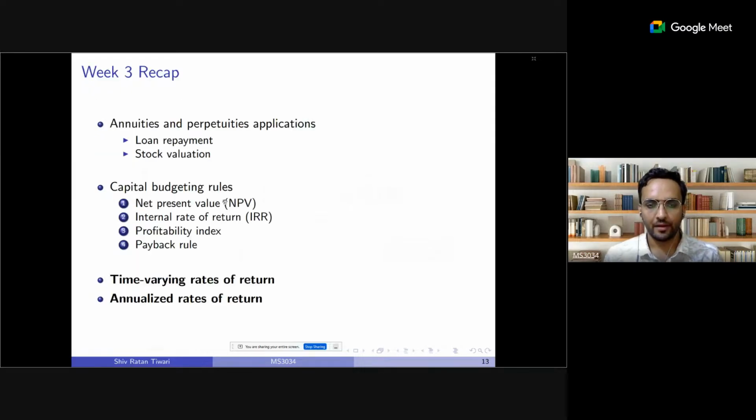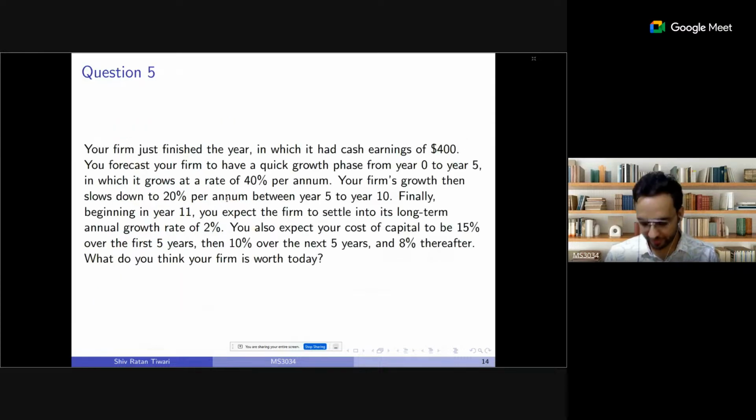Okay. Now we move to the final part of our third week's concepts. First is the time-varying rates of return. In the previous examples, we have taken examples where the interest rate is fixed throughout the periods. But for example, let's take an example of valuation of a firm.